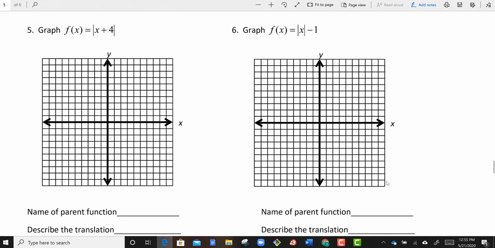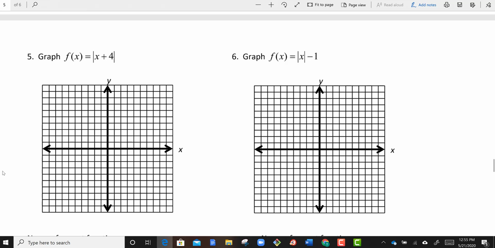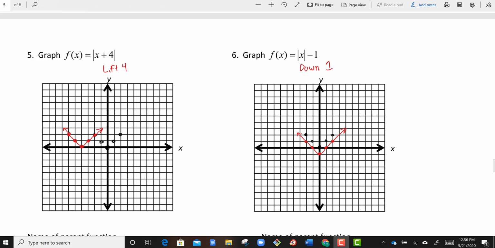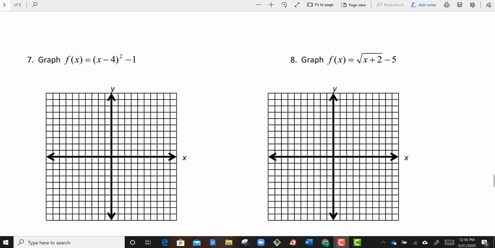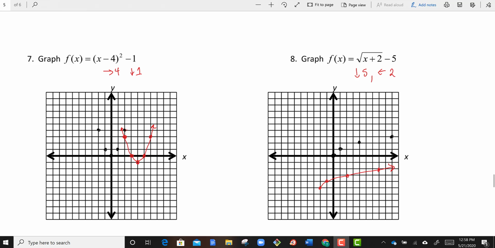I would encourage you to try 5 and 6 on your own. Pause the video, and I'm going to show the answer here in just a couple of seconds. So there's the answers to number 5 and number 6 with the corresponding shifts there as well. If you want to practice a couple more, here's 7 and 8, and I'll show those answers here in just a few seconds. And there's 7 and 8.